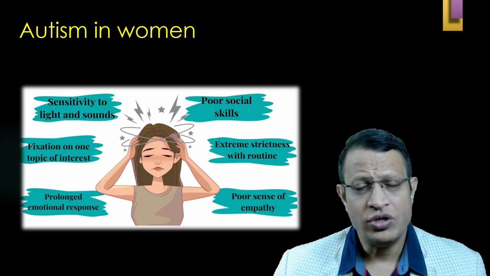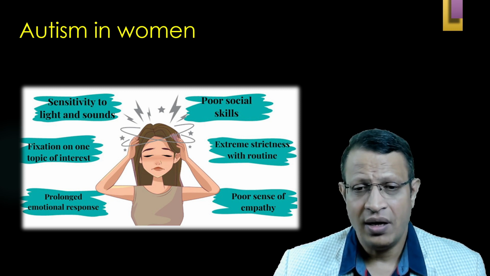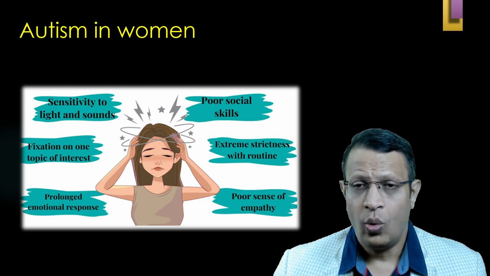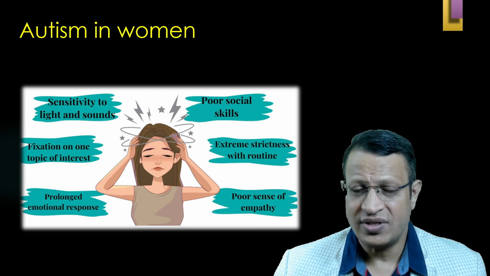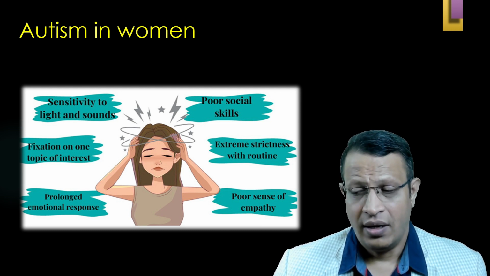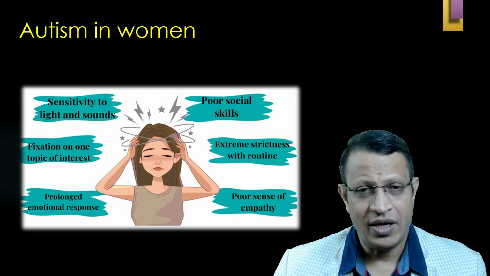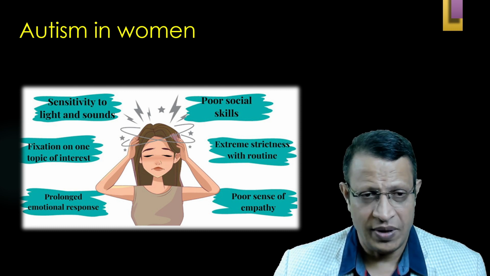Further, they also have extreme routineness; they are inflexible, rigid, with a poor sense of empathy, and this becomes a very big challenge for a woman. Invariably, the majority of society thinks women have to be very sympathetic towards other people. A person with autism, especially a female, finds it very difficult to empathize with other people.